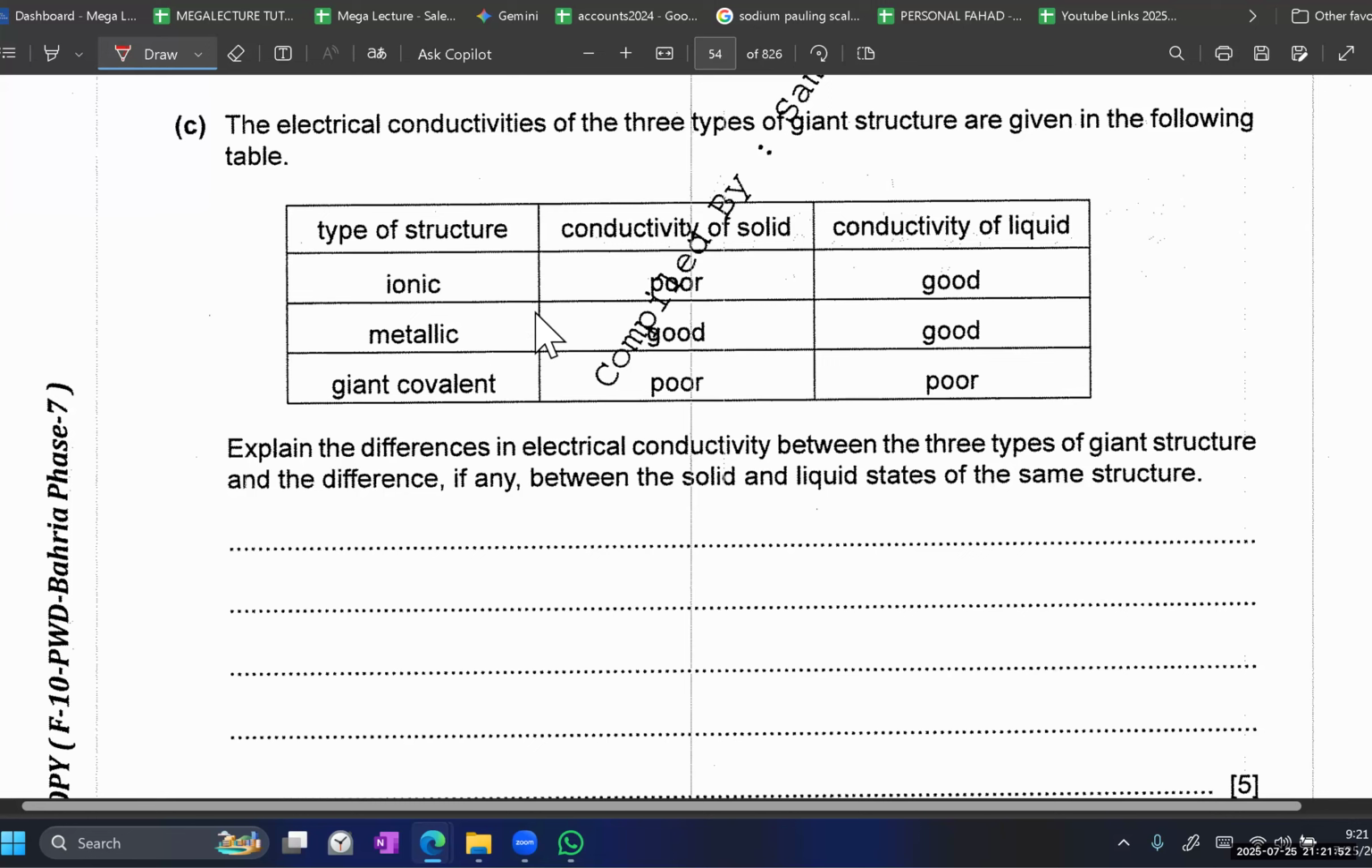Metallic will conduct in all states because they always have free moving mobile electrons. Giant covalent, they don't conduct. Graphite is an exception, but I don't think he's talking about graphite. Probably something else, like diamond or silica. Giant covalent doesn't conduct because they don't have any free moving electrons or ions. Is the explanation of all three clear? Yes, sir.